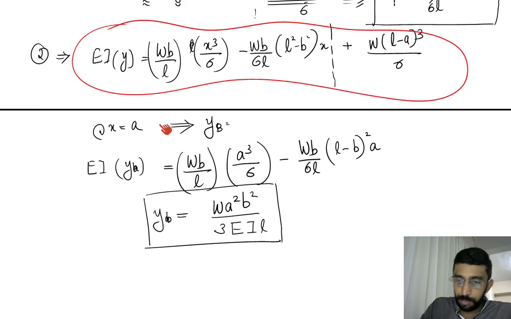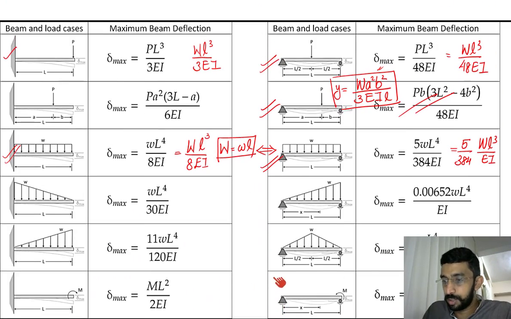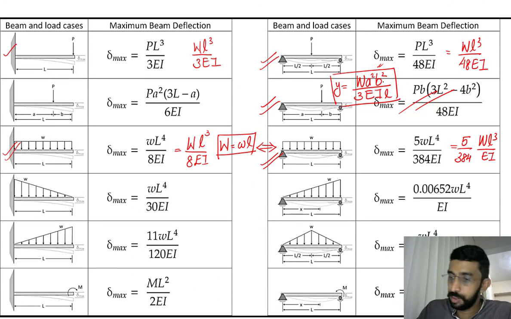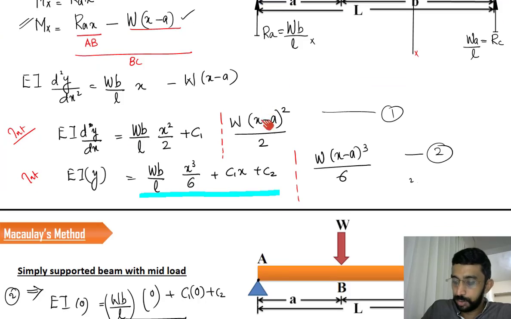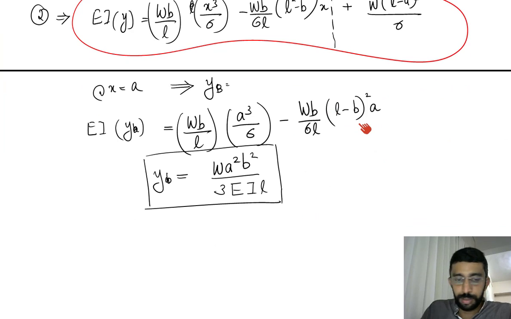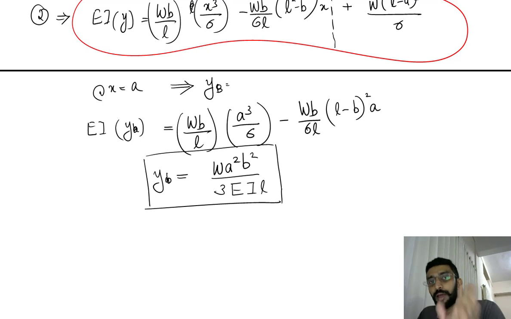I think you might be remembering the table that we discussed, and see the equation: W A square B square divided by 3 E I L. Kindly try to solve this set of equations. You will get the same answer, W A square B square divided by 3 E I L, right? Now the question is how this is beneficial. Right now I obtained the value exactly at C and validated at B that we are going to get the same answer.